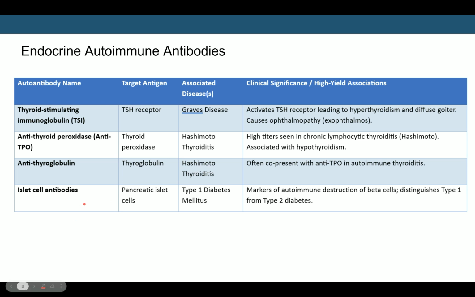We also get islet cell antibodies. This is specific for type 1 diabetes mellitus. We get antibodies that attack the pancreatic islet cells, and it means that this is a marker of autoimmune destruction of beta cells that produce insulin, and is going to distinguish type 1 from type 2 diabetes. In type 1 we have it, in type 2 we don't. Type 1 diabetes mellitus is an autoimmune disease that destroys the beta cells that produce insulin, whereas in type 2, we have insulin resistance.